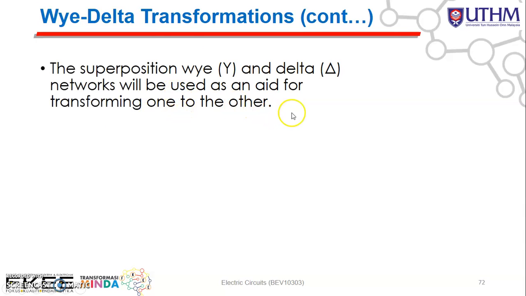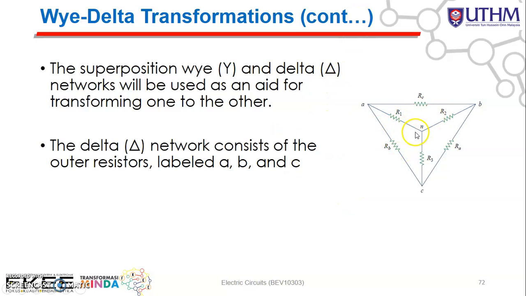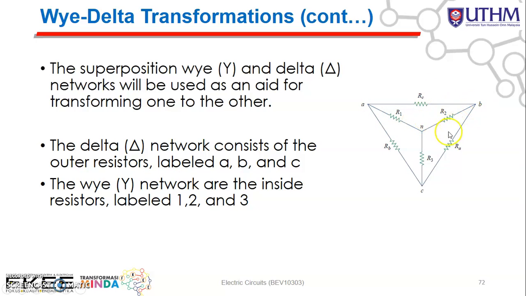Usually we can do the transformation by using the superposition of the Y and delta networks. This is what we call the superposition Y and delta network, where you have the interconnection between the Y network and the delta network in the same figure. The delta network usually consists of the outer resistors, so the outer resistors represent your delta network, where you have RA, RB and RC. Your inner network, the inside network, is represented by your Y network, with R1, R2, and R3.